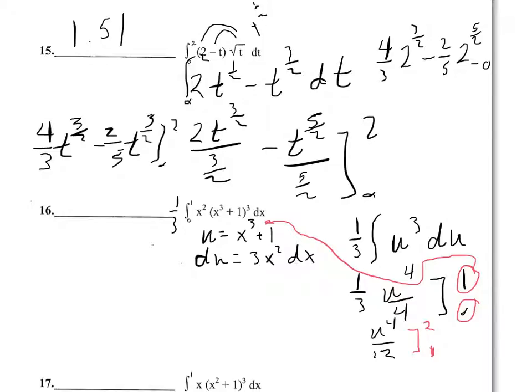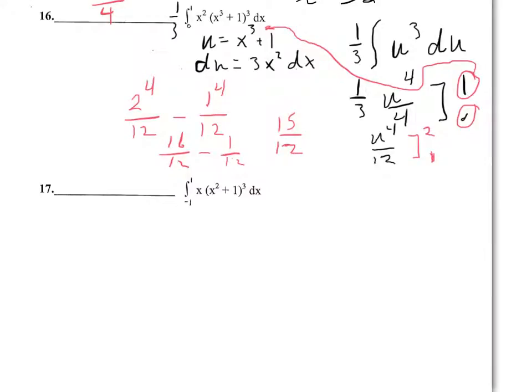So I should have, instead of x, 2 to the 4th over 12 minus 1 to the 4th over 12. Let's see, 2 to the 4th should be 2, 4, 8, 16. So 16 over 12 minus 1 over 12. So I should end up with 15 over 12, and 3 goes into both of those, so we should end up with 5 over 4. And let's look at the very last problem here.